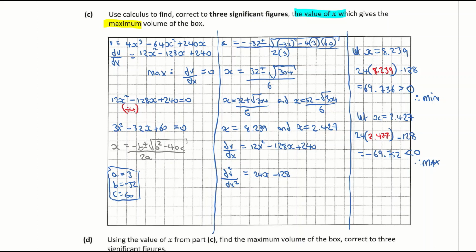So what does that basically conclude? It tells us that it's asking us to find the value of x which gives us a maximum. So the value of x that is a maximum is 2.427, and it wants us to give it to 3 significant figures. So x is equal to 2.43. That's my 3 significant figures. Don't mix our significant figures up with our decimals. So 2.43 centimeters.